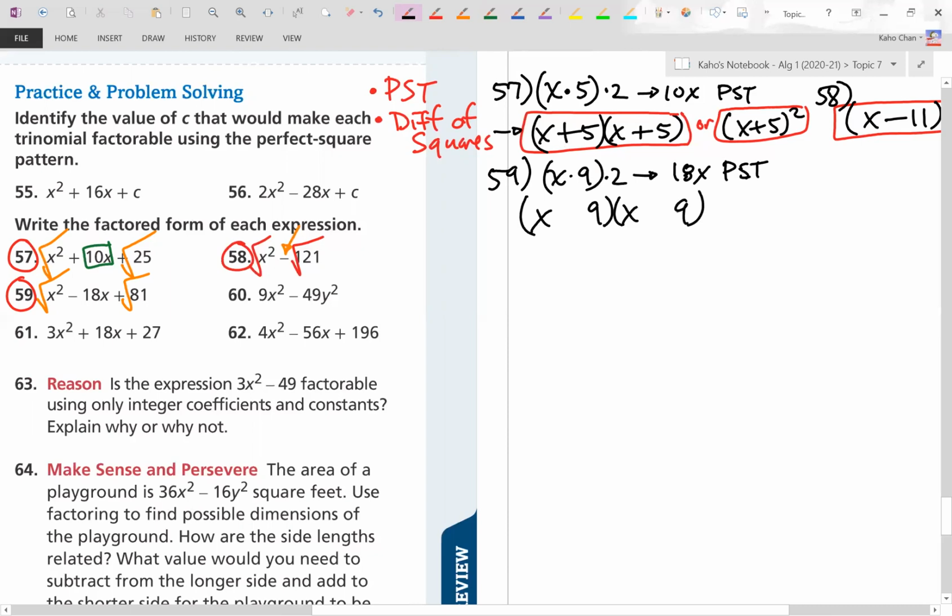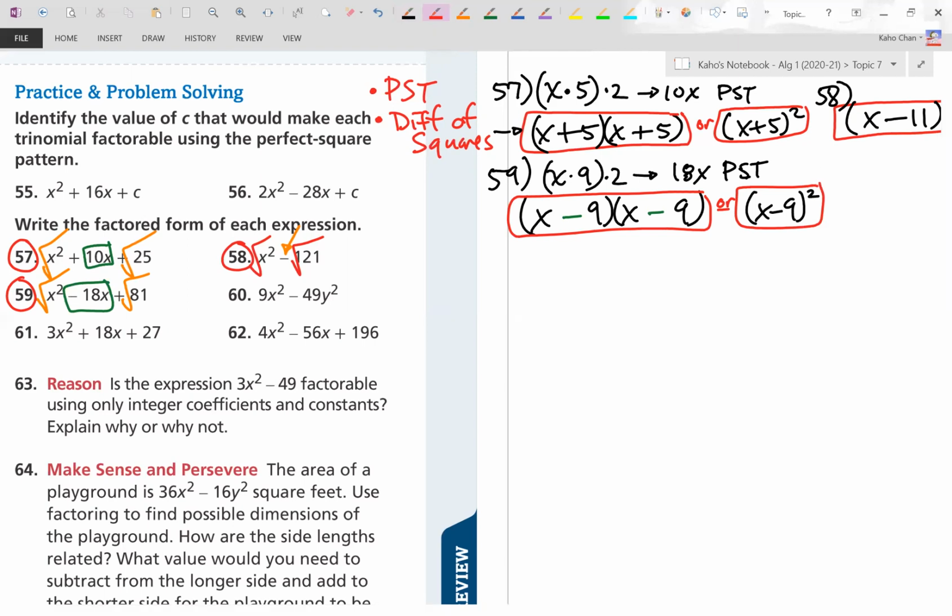I got to be careful here. The middle term is negative 18, which means both of these are negative. There's your answer. Makes sense. A negative times a negative is a positive 81. A negative plus a negative is negative 18. So that gives me my answer for number 59. That is, if I shrink it, x minus 9 squared.